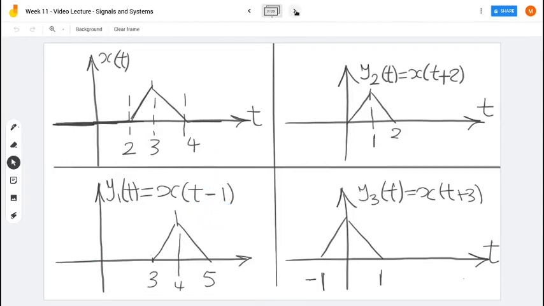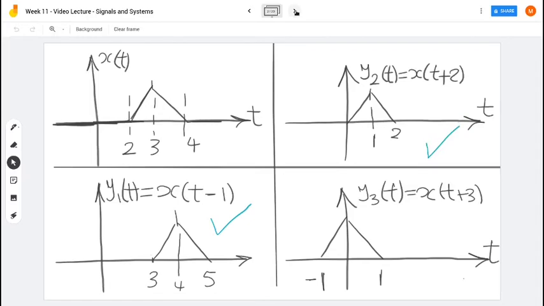Let's look at y2 of t, x of t plus 2, now shifting to the left. But still, the entire non-zero part of the signal is still happening for t larger than 0. So the integration will also include the entire signal and no non-zero part is shifted before 0. So here we can apply the unilateral Laplace transform time shift property.